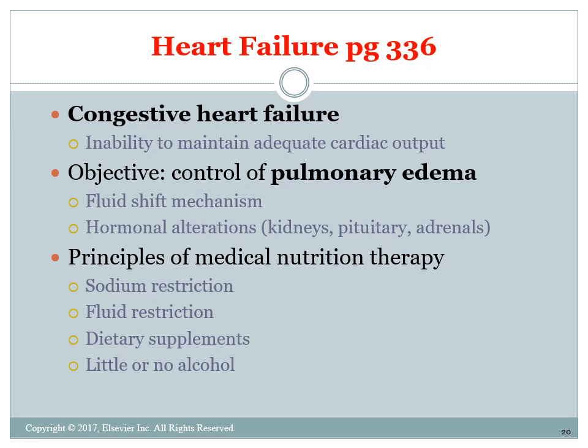So the objective, we want to control the pulmonary edema. So what we're going to have is a lot of swelling because the heart's not keeping up. So we have a fluid shift mechanism and we have hormones that alter. So these hormones alter in the kidneys, the pituitary gland, and the adrenals. This is just a brief overview of heart failure. You'll get a lot more of this in A&P, so this is just a brief overview.